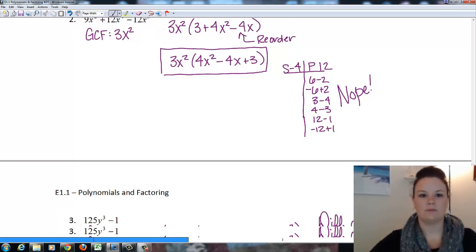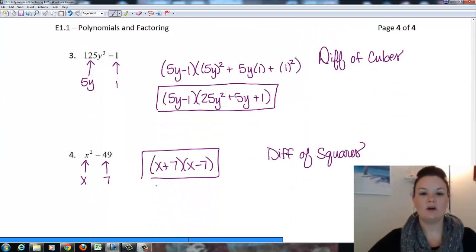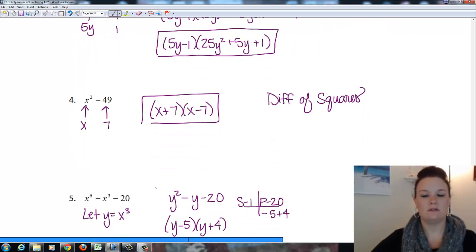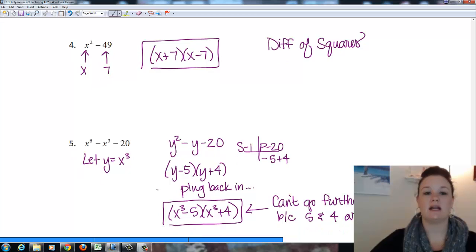So that's our answer. On the third one, we're looking at a difference of cubes. So we determine what our bases are that are being cubed, which is 5y and 1. We plug it into the formula and simplify. Okay. On number 4, same thing, we have a difference of squares. Difference of squares, we identify our bases, which is x and 7, and then just plug it in. We get x plus 7, x minus 7.